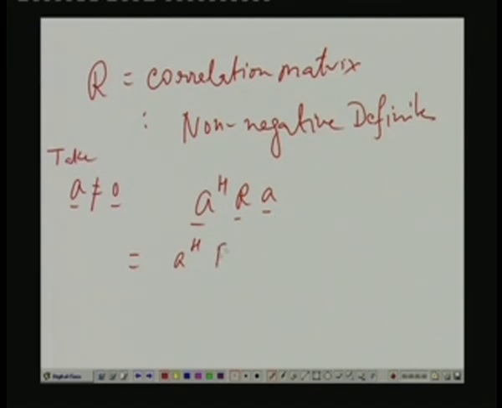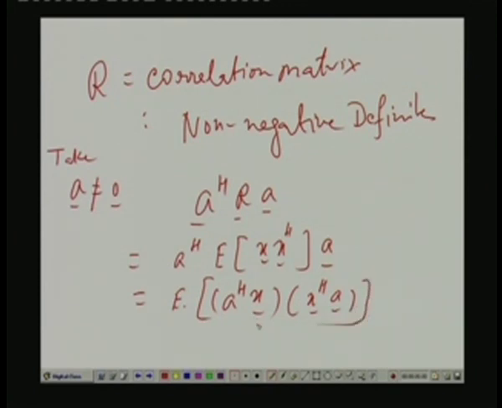Now, R is, as we know, E of X X Hermitian, and then a. Since the elements of a are constant, you can bring them within the expectation operation, it does not change anything. So, you can write it like this, a Hermitian X, maybe you can put it in a bracket, and then X Hermitian a.